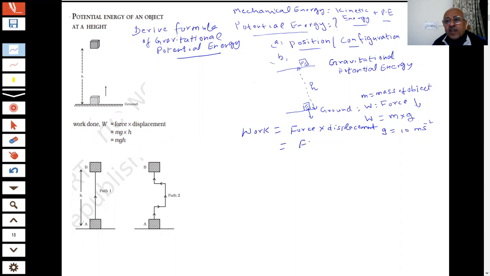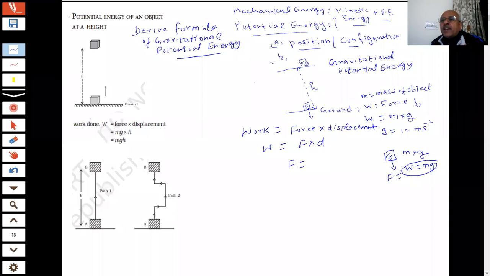Now the question is, what is this force? The minimum force which you will have to apply will be equal to the weight of the object. If m is the mass of the object, and it is attracted by the earth with acceleration due to gravity g, the weight of the object is m into g. That is the minimum force, the force which must be applied to lift the object. It cannot be less than the weight of the object.